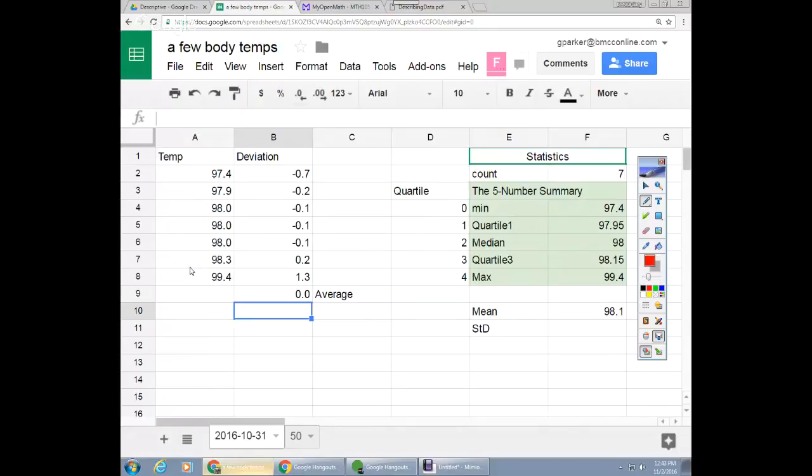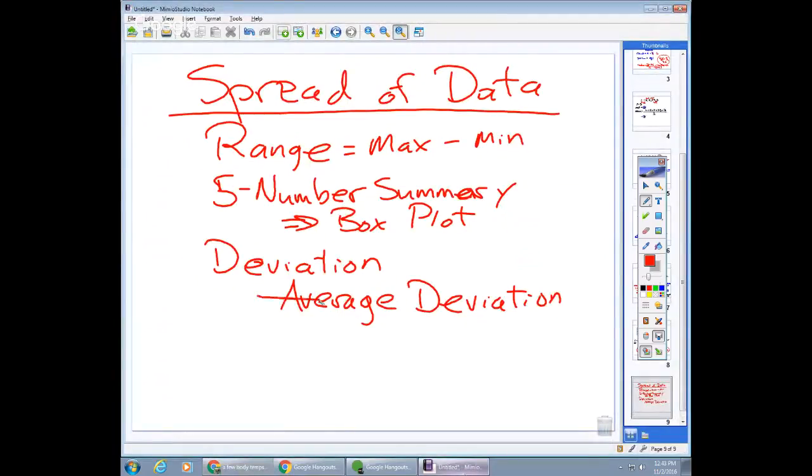Okay, so we have a problem. Every data set on Earth has an average deviation of 0. But somehow we need to summarize the deviation because they help us talk about spread. So people came up with a couple of techniques for doing so. The most popular is what's called the standard deviation. Okay. And that's what we will use.